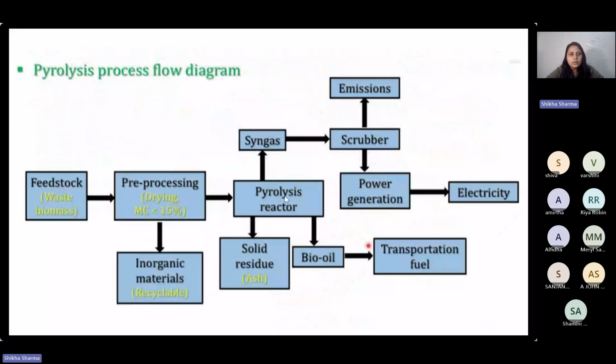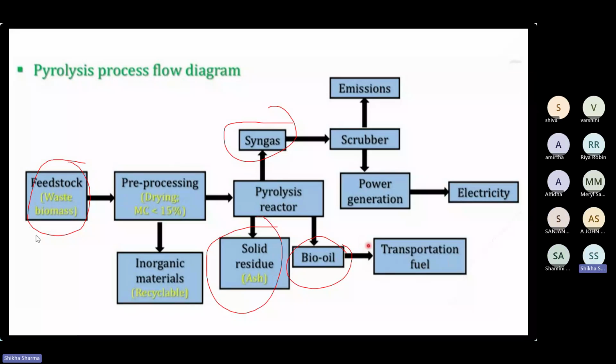Here this pyrolysis flow diagram is given, showing how waste is converted into power, or into syngas, bio oil, and the ash or the char.